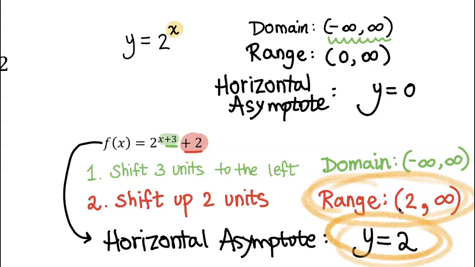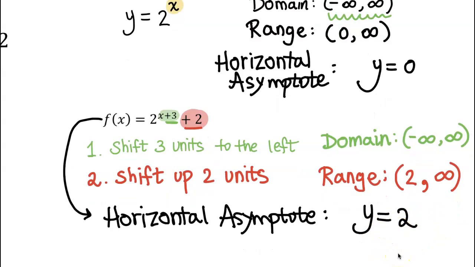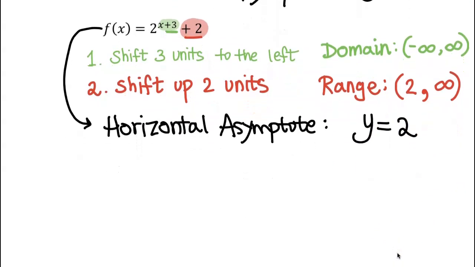But domain is going to be always all real, okay? So we found 3 things already. We know that the domain is negative infinity to positive infinity, range is 2 to infinity, and the horizontal asymptote is y equals 2. Now the only thing that we have left to do is graphing this function.